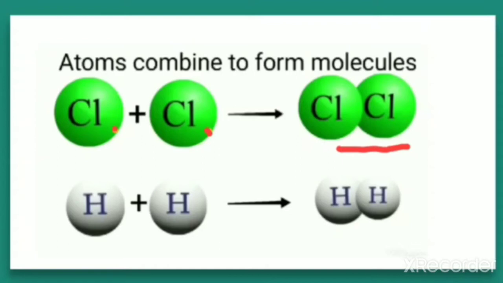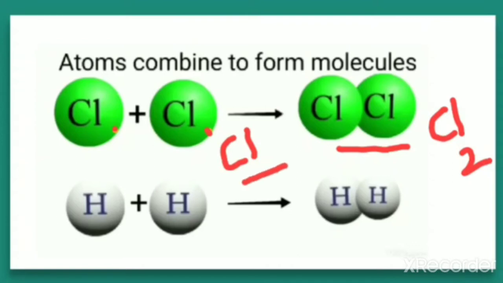So when I talk about a chlorine atom, Cl is a chlorine atom, but when two atoms of chlorine combine, it forms a chlorine molecule, which is represented by Cl2. So the chlorine atom is represented by the symbol Cl, as we discussed already for the symbols of atoms, and the chlorine molecule is represented by Cl2. So from this it is clear that molecules are formed by the combining of atoms.